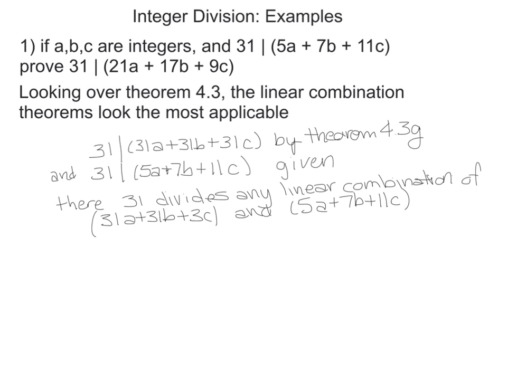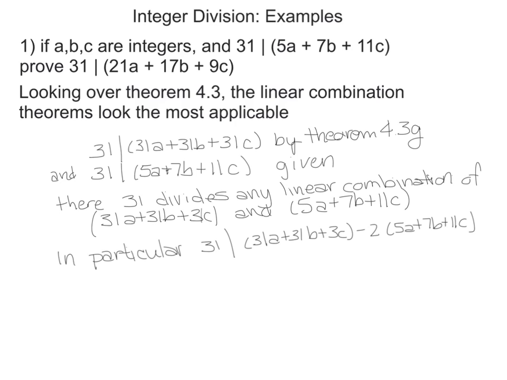So by theorem 4.3, 31 should divide any linear combination of this number and this number. Again, 31 divides any linear combination of 31A plus 31B plus 31C and 5A plus 7B plus 11C. In particular, we can choose the linear combination 31A plus 31B plus 31C minus 2 times 5A plus 7B plus 11C.